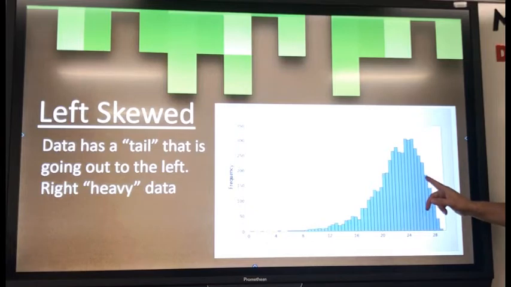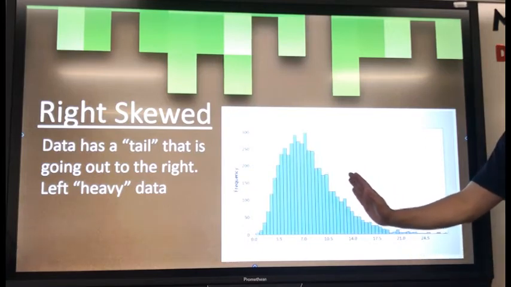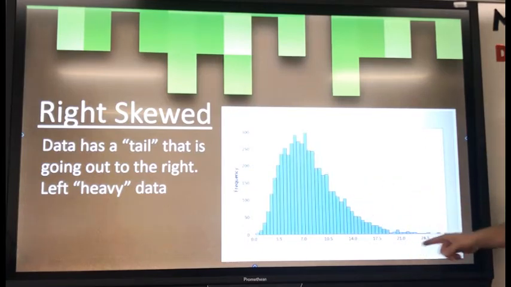So here's an example of left skewed. Right skewed, where's my small amount of data? It's on the right. My tail is on the right. Would you say this is symmetrical? No, not even close.